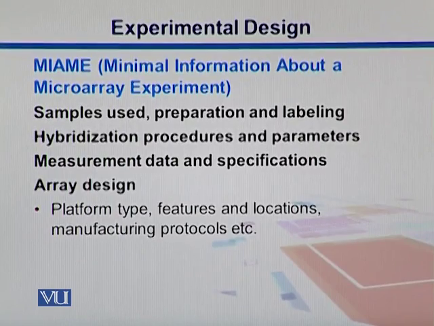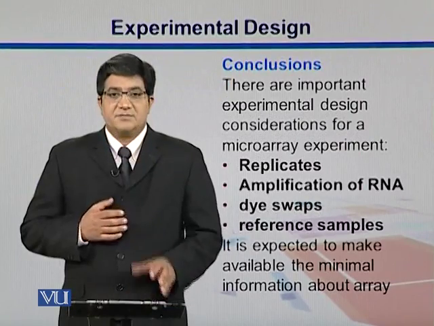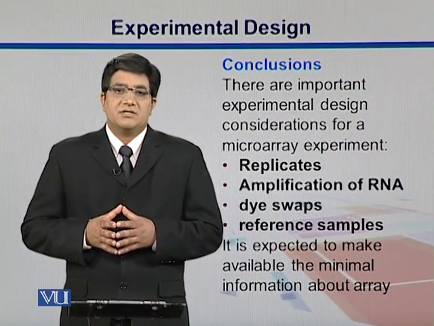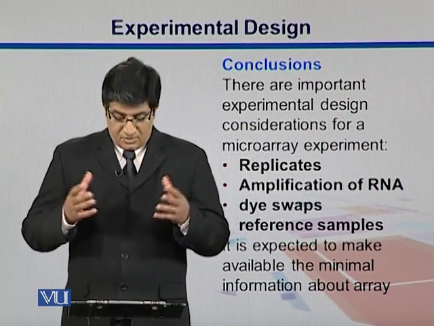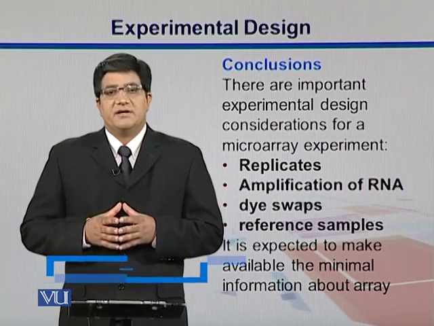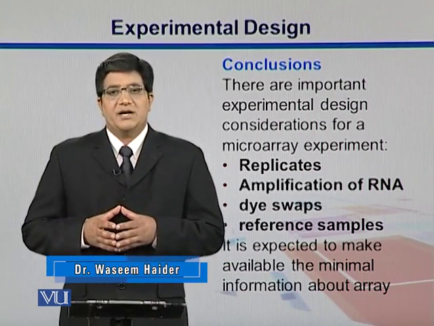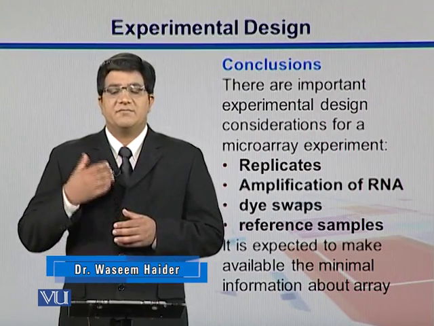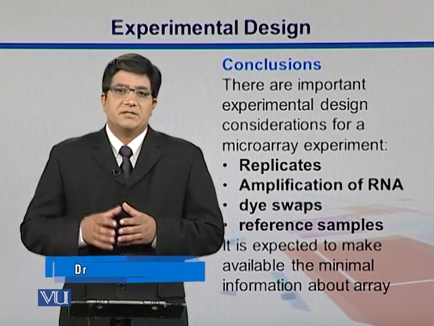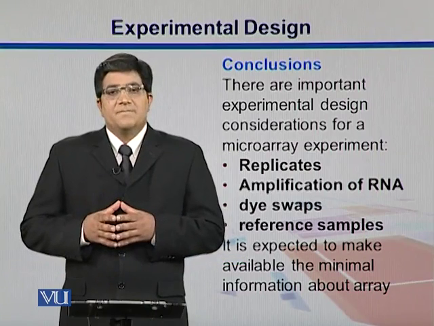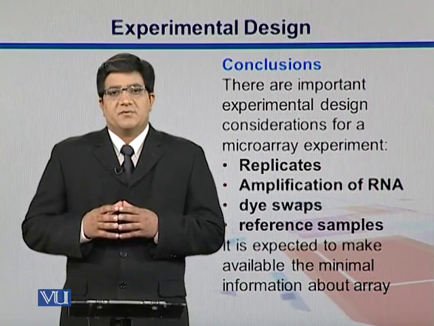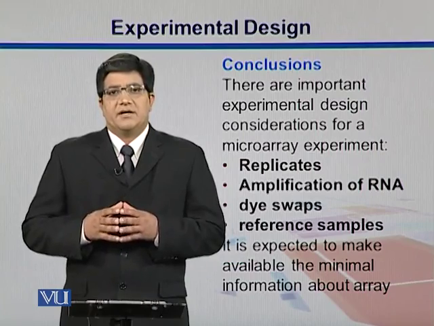So here we see that in order to set an experimental design, we should consider some important factors, like how many replicates there are, and whether we are amplifying our RNA or not. We need to do dye swaps. Sometimes we need to put the reference in our experiment, and we need to capture all this information and provide some minimal information about our array experiment.